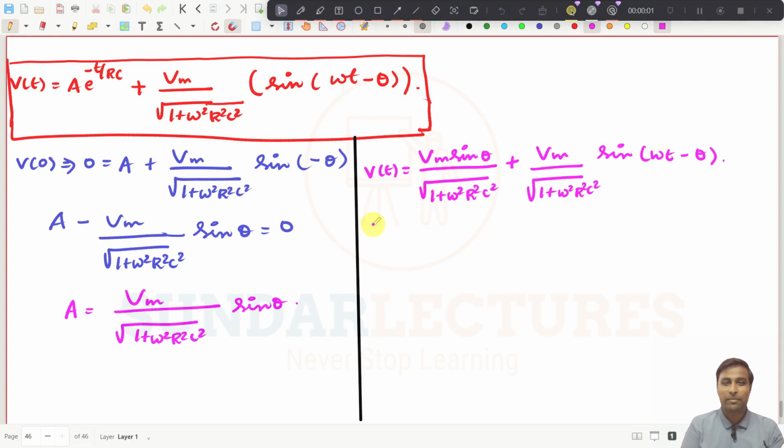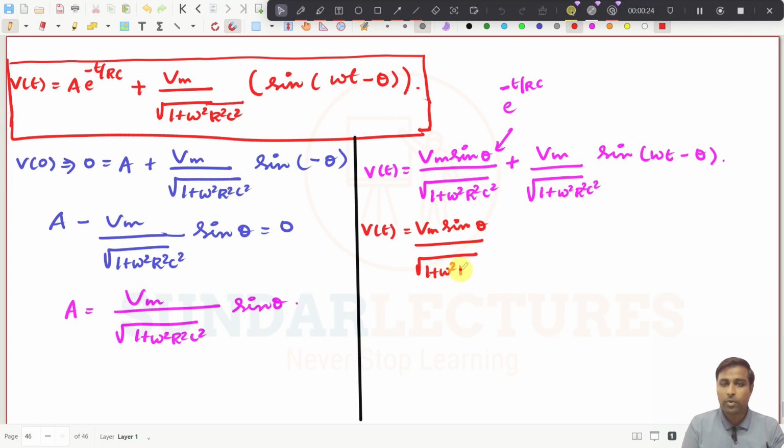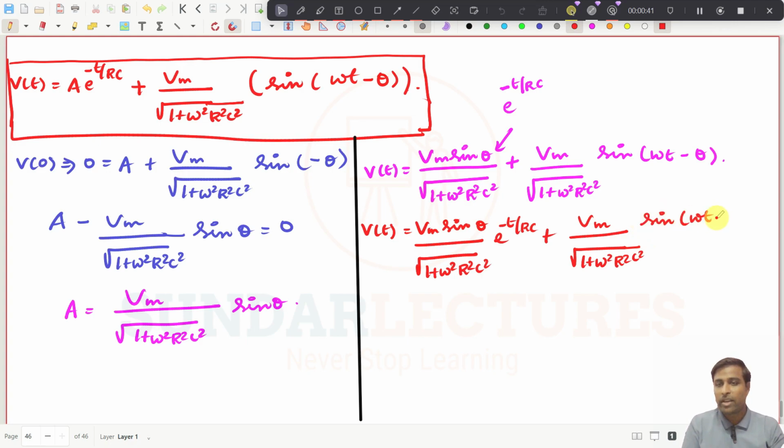See, one thing I have missed out here. Here you will get e power minus t by RC, right? Sorry for missing this. So maybe I will write it down again. V of t can be written as Vm sin theta divided by square root of 1 plus omega square r square c square, and here you will get e power minus t by RC, and then it will be plus Vm divided by square root of 1 plus omega square r square c square, and this value will be sin of omega t minus theta.